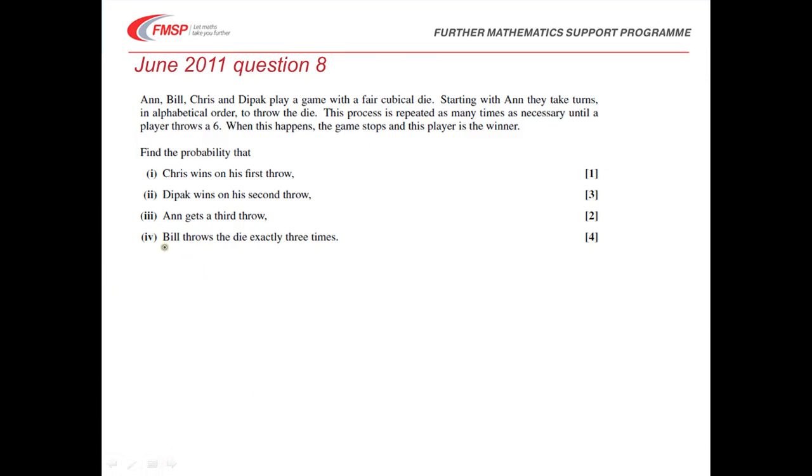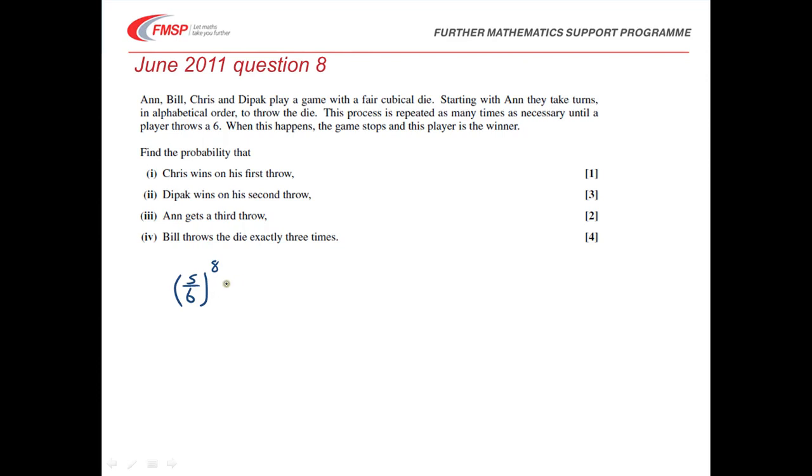And then for part 4, Bill throws the die exactly 3 times. Okay, so we've got to think about how this can happen. So either, let's think about this for a second, Anne throws it twice, Bill, Chris, Deepak, so that's to the power of 8, so that's 2 throws each that nobody wins.